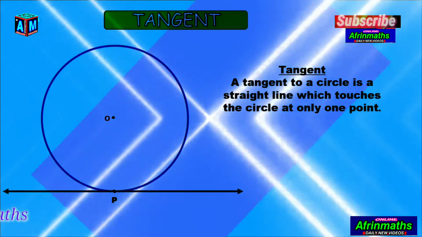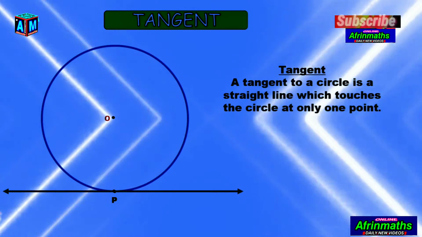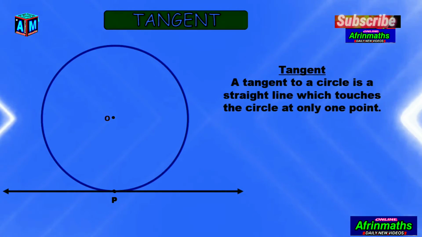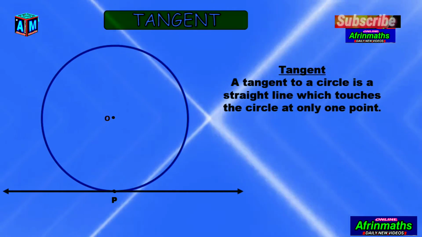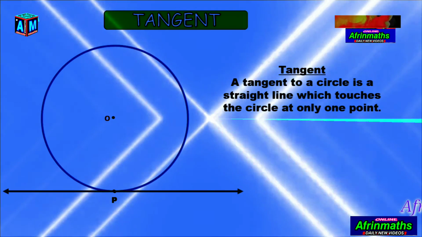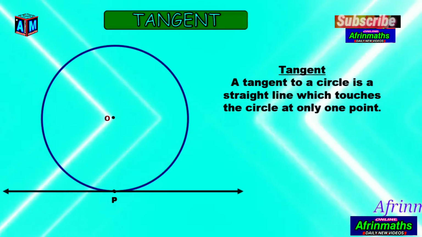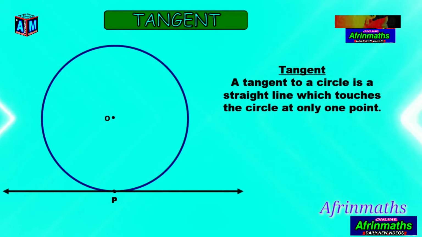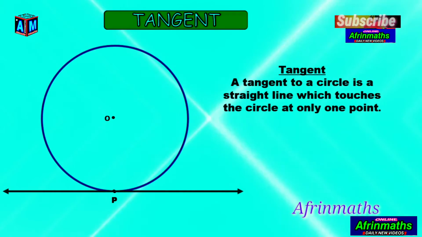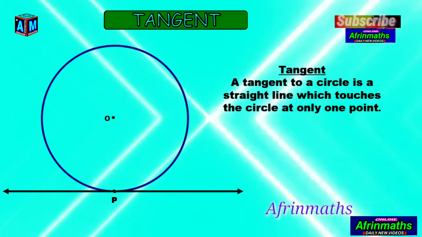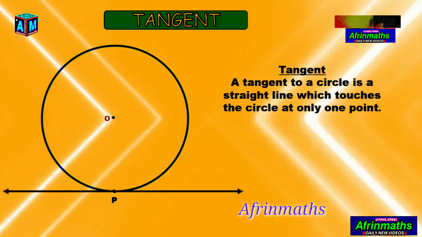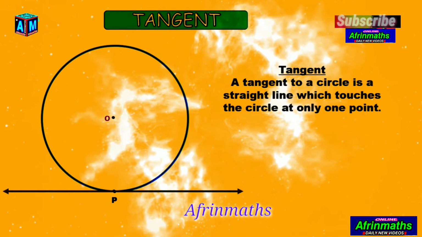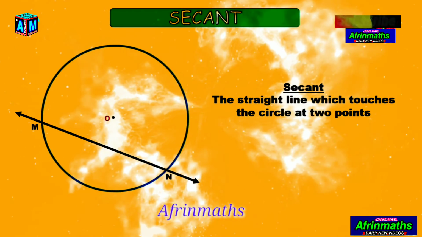Next important property, tangent. A tangent to a circle is a straight line which touches the circle at only one point. Here, the line is touching the circle at point P, only one point P. This line is called a tangent. A tangent is a straight line which touches the circle at only one point. This we call the tangent of a circle, which is a very important property of a circle.